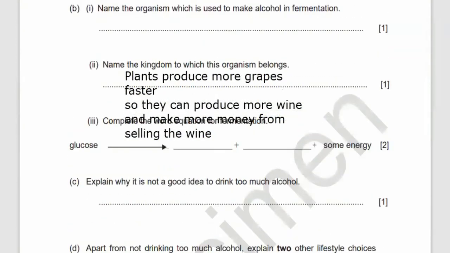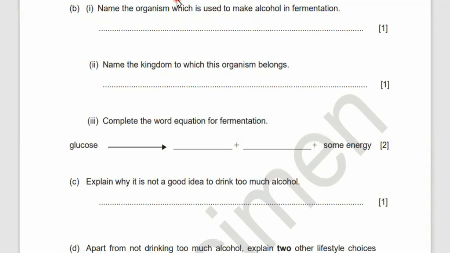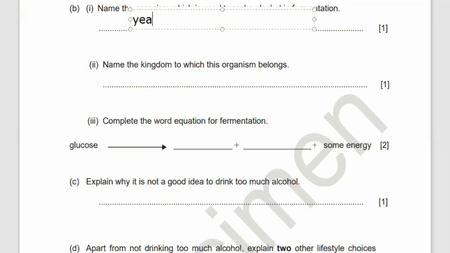Moving on. Alcohol is made during fermentation. B1. Name the organism which is used to make alcohol in fermentation. So that's a type of fungi that we call yeast, and yeast is in the kingdom of fungi.